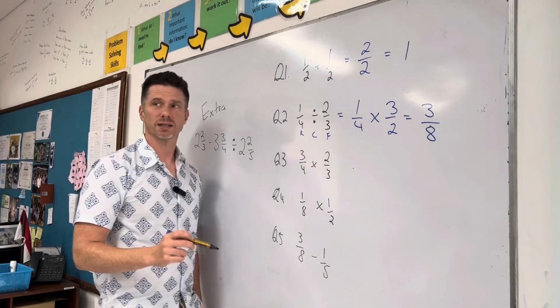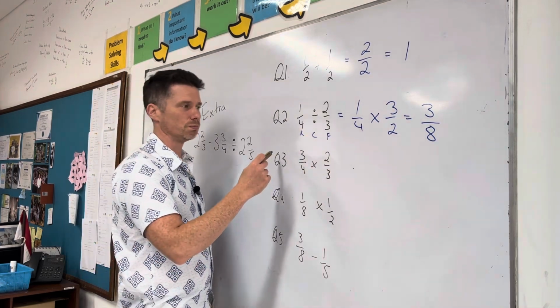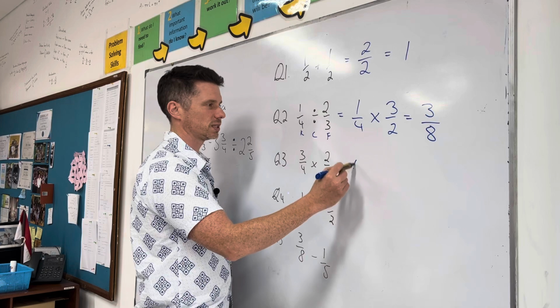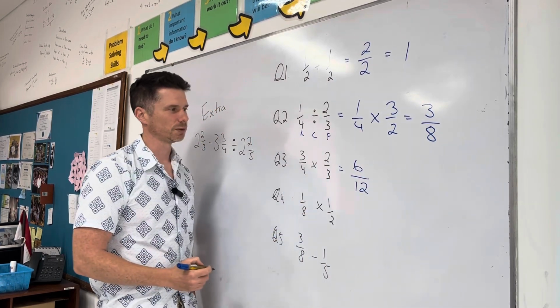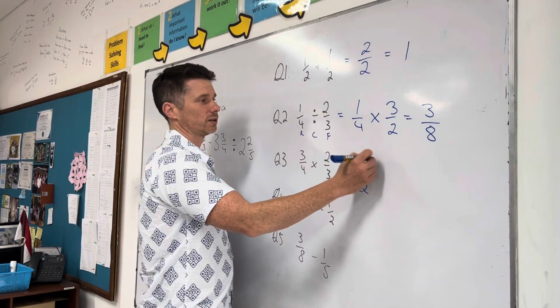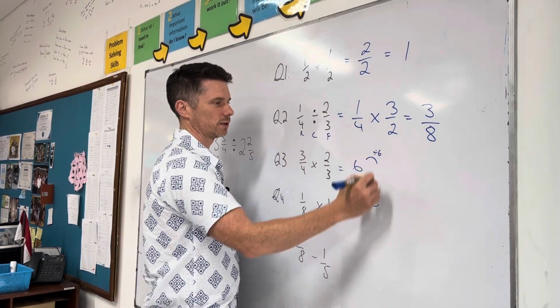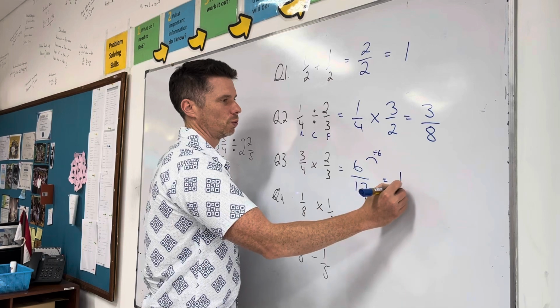Next one is multiply. We don't need to do anything to set ourselves off here. We just multiply. 3 times 2 is 6. 4 times 3 is 12. I can simplify this. I can pick a common factor that divides into both. I think 6 divides into both, and we are left with 1/2.